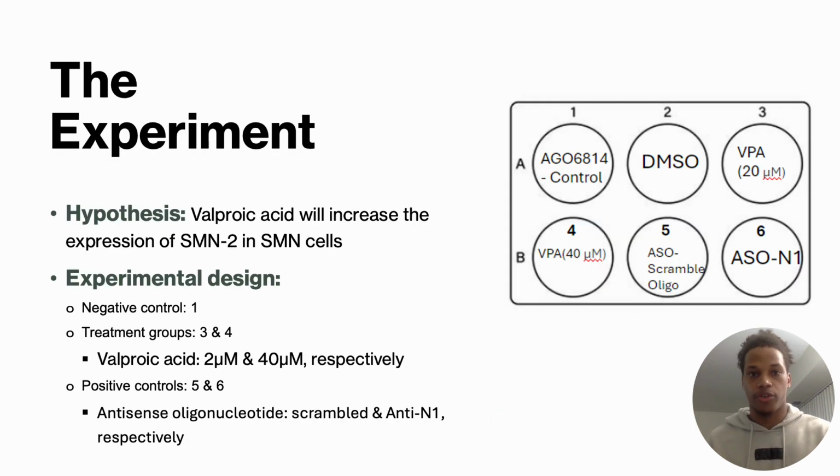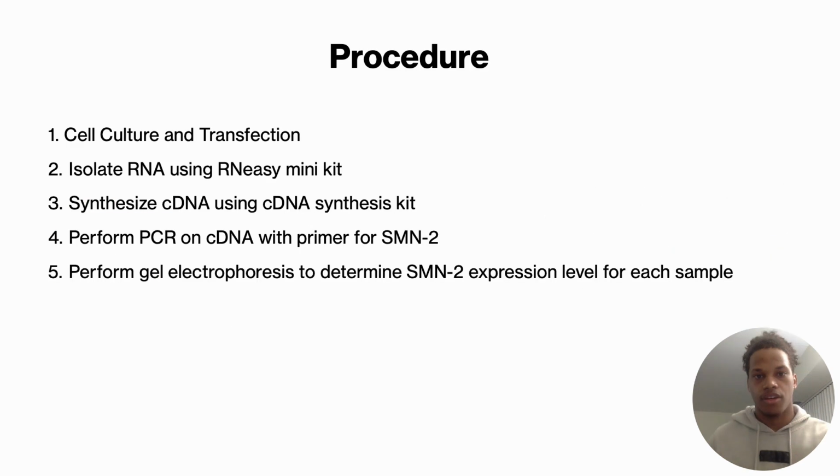For this experiment, we use a histone deacetylase inhibitor that can correct the splicing of SMN2 using this experimental design. First, we perform cell culture, transfect our materials, isolate the RNA and synthesize cDNA, then perform PCR techniques with primer sets, lastly using gel electrophoresis to fully determine the expression of SMN2.